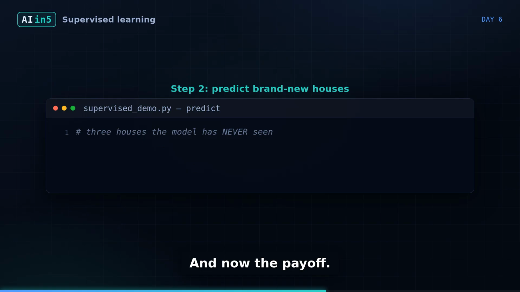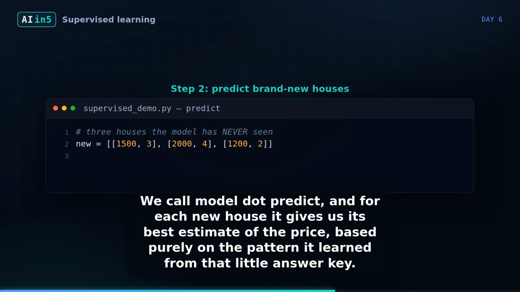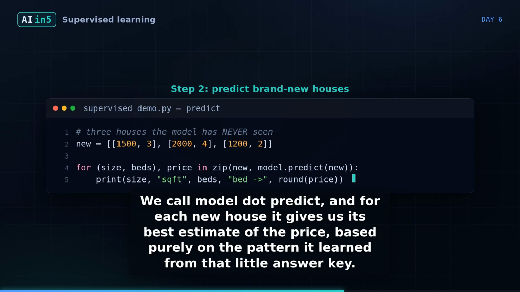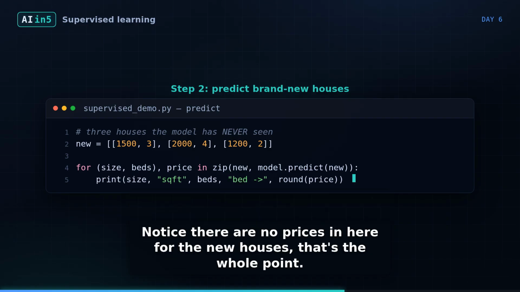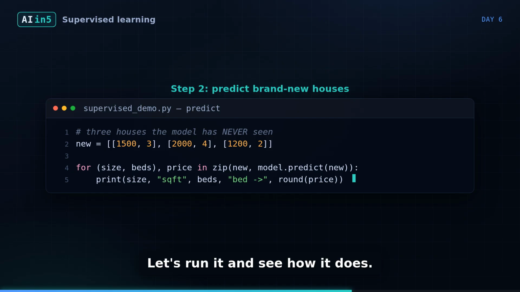And now the payoff. We make up 3 brand new houses, ones that were never in the training data, never seen by the model. We call model.predict, and for each new house, it gives us its best estimate of the price, based purely on the pattern it learned from that little answer key. Notice there are no prices in here for the new houses. That's the whole point. We're asking the model to fill them in. Let's run it and see how it does.